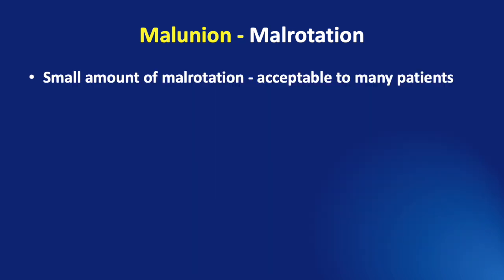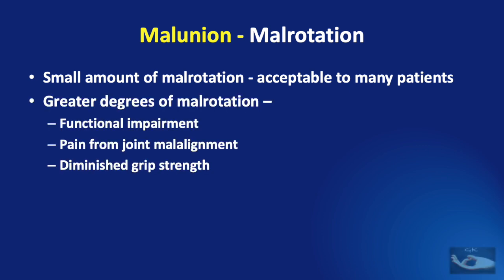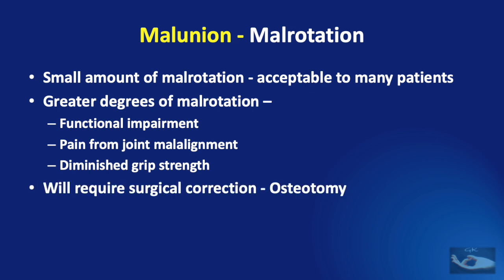A small amount of malrotation is usually accepted by many patients, but when there is a greater degree of malrotation, it leads to functional impairment, pain from joint malalignment, and diminished grip strength. The treatment of this malrotation will be osteotomy. We shall discuss the details of how this osteotomy is done later on in this video.